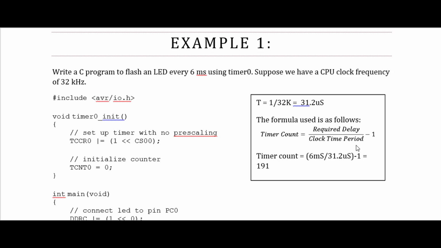Suppose we have a CPU clock frequency of 32 kilohertz. So first step, we need to calculate T. We have a 32 kilohertz clock of the microcontroller, so T is equal to the inverse of the frequency, which equals 31.2 microseconds. Now we need to use the formula to calculate the timer count. We need to delay 6 milliseconds, so 6 milliseconds divided by the clock time, which is 31.2 microseconds, minus 1, we get 191.